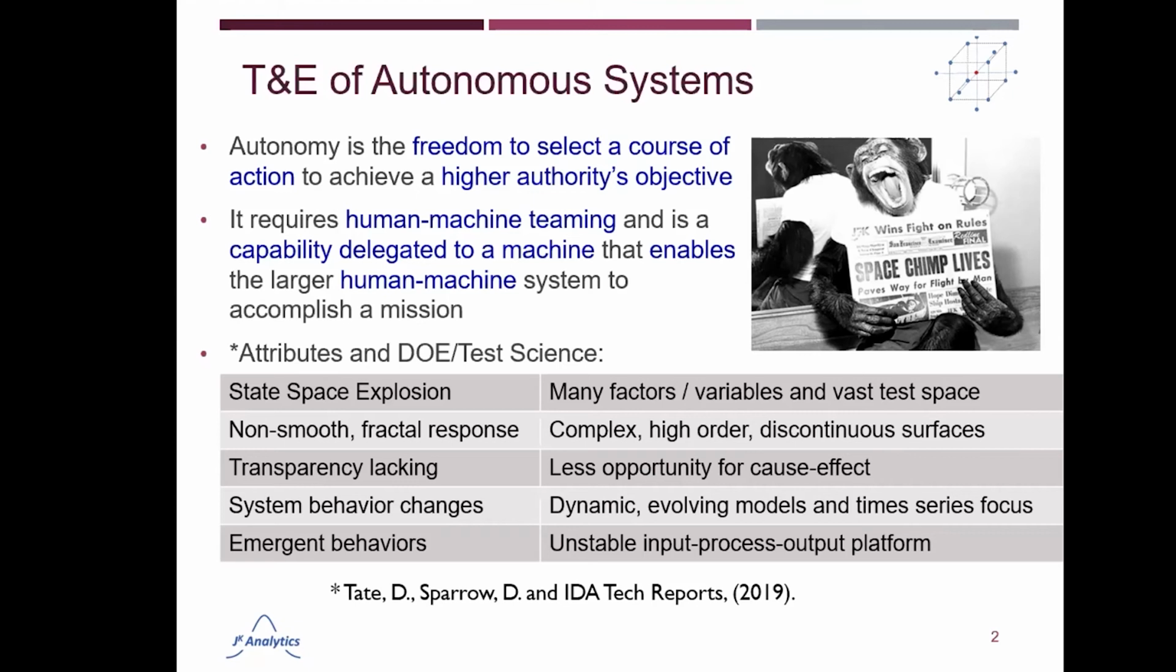So if we think about autonomy in systems, primarily for the military, what are some of the aspects of test and evaluation that we need to focus on if we're going to apply the scientific method, if we're going to apply design of experiments to some extent in test and evaluation? And you see the list there of 5 different attributes.